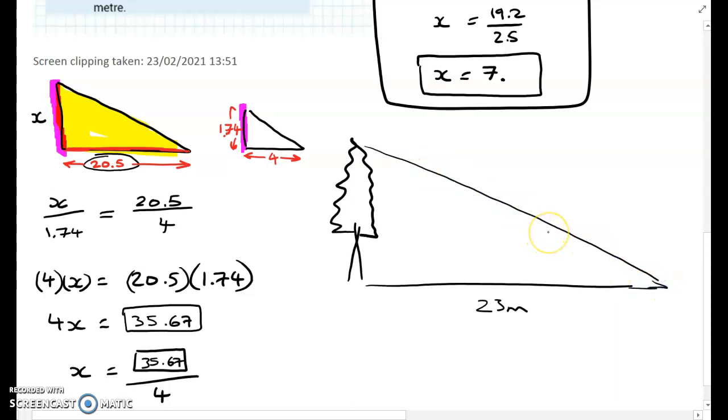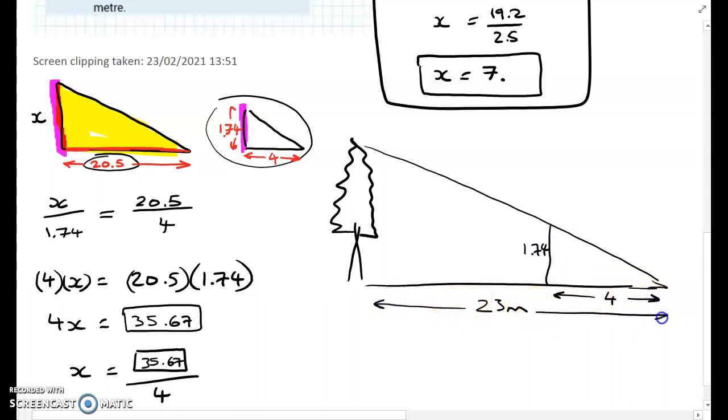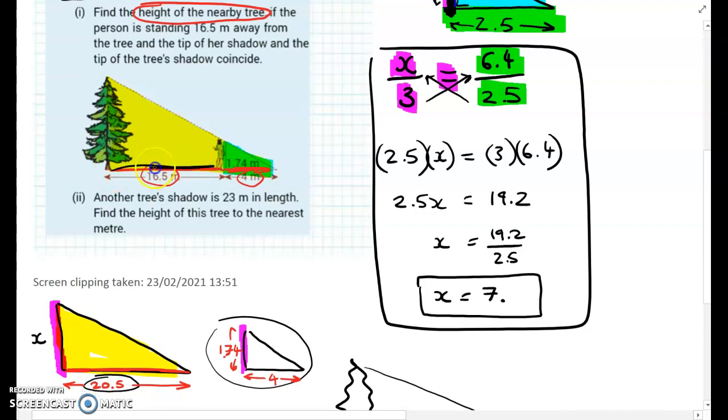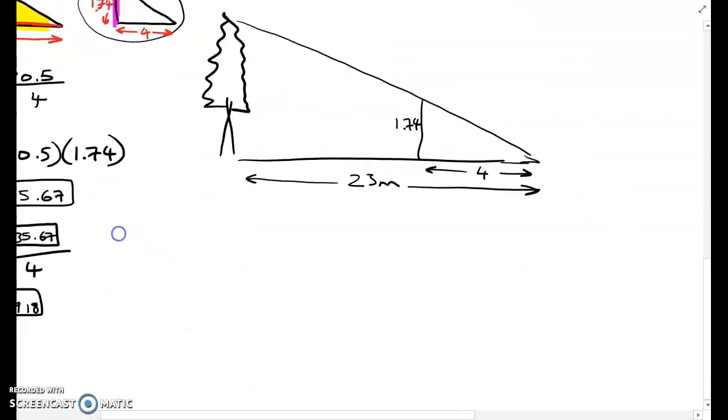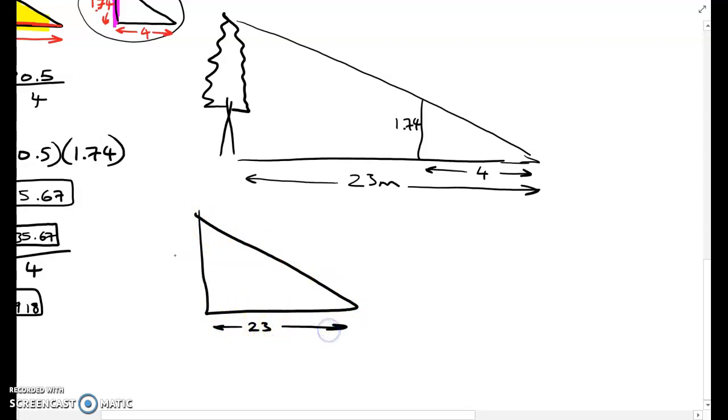Now, if you were to fit this little one here into that again, because we're going to use that again. Now remember, all of this is 23 this time. We're told what all of it was. It's not like the last one where we were told that this was 16.5 and we needed to add on the 4. This one, we're told that all of it is 23. So we've got two big triangles, one of which is 23, and we're asked to find the height of the tree.